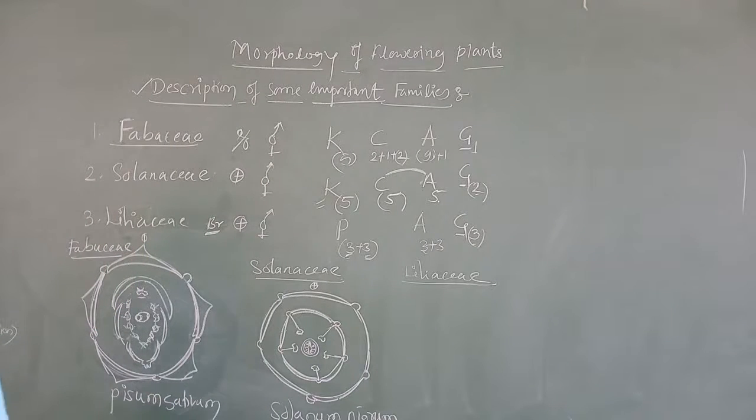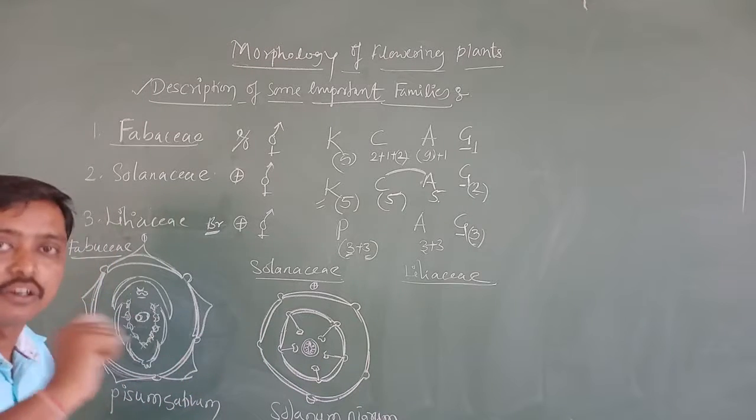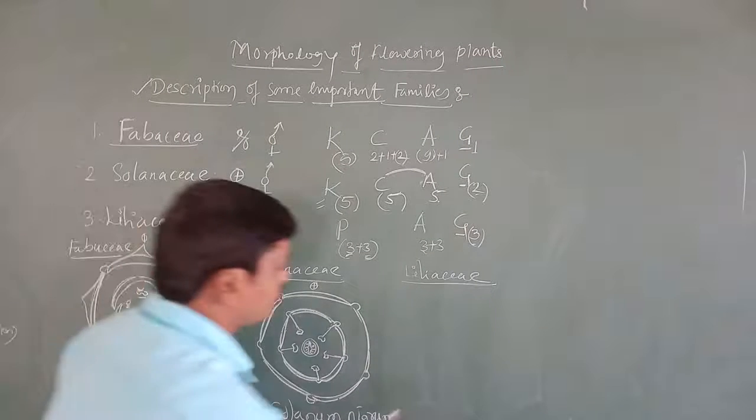In the sense, here you are going to get what? Perianth. You are not going to get distinct calyx and corolla. You are going to get the perianth. Now, I used to draw the diagram for that.